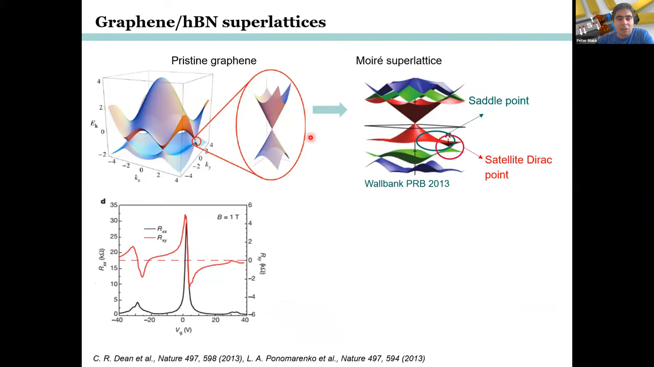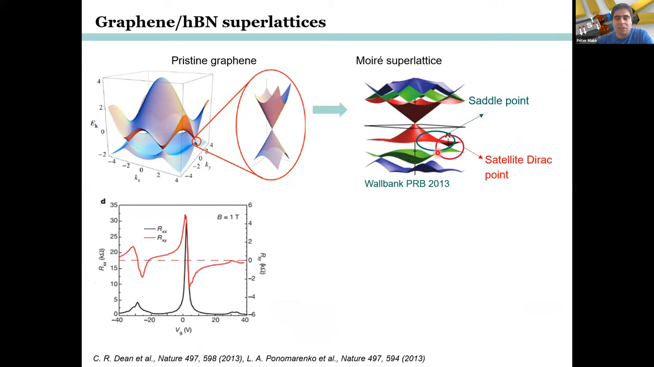So these are some early measurements. From the pristine graphene heterostructure, when you form a Moiré heterostructure, you get a more complex band structure at low energy. This is a calculation from John Wallbank. What you have to see is that there are several bands appearing at moderate energies, at positive or negative energies.